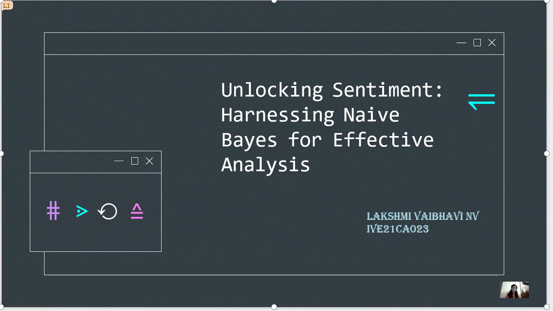And yeah, before getting into the topic, I am Lakshmi Vaibhavi, currently pursuing BE in Venkateshwara College of Engineering.